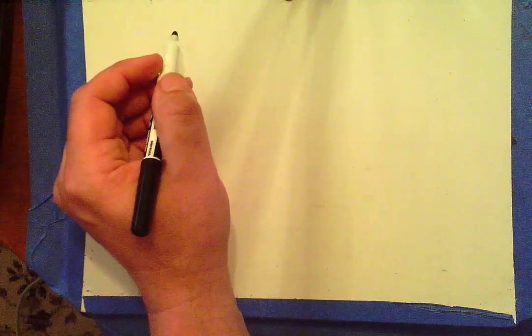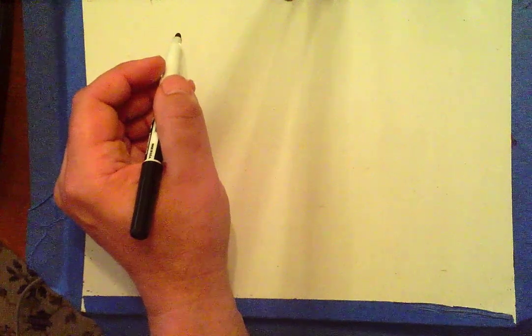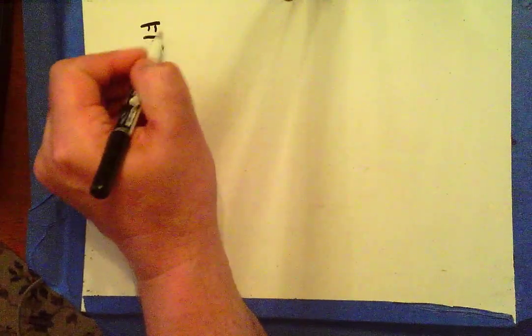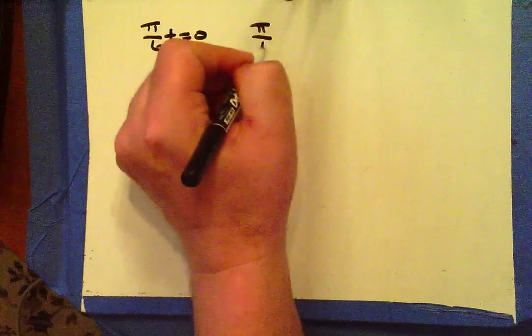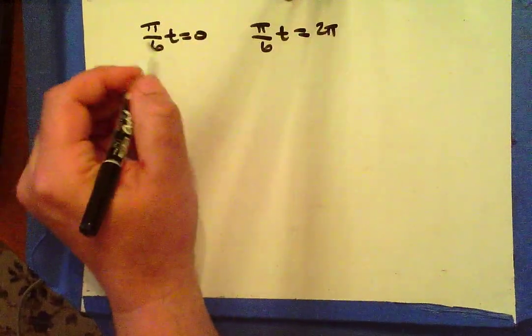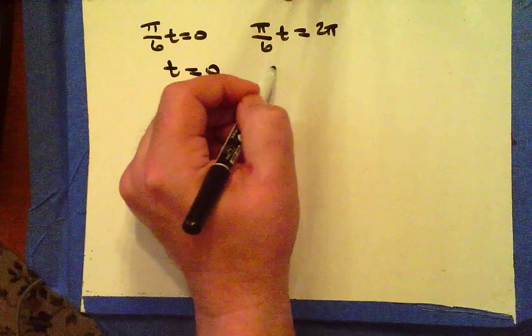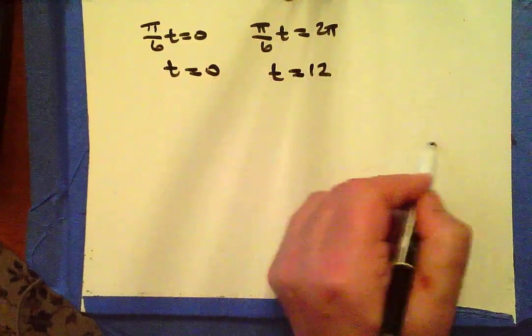Okay, problem number 2. Let's take a look at that. Particle moving along the x-axis. Velocity is given by v of t. On 0 to 12, when is the particle moving left? So if I think about the graph of this function, and luckily we spent a lot of time graphing cosine functions, I set pi over 6t equal to 0 and pi over 6t equal to 2 pi, and I get t equals 0 and I get t equals 12.